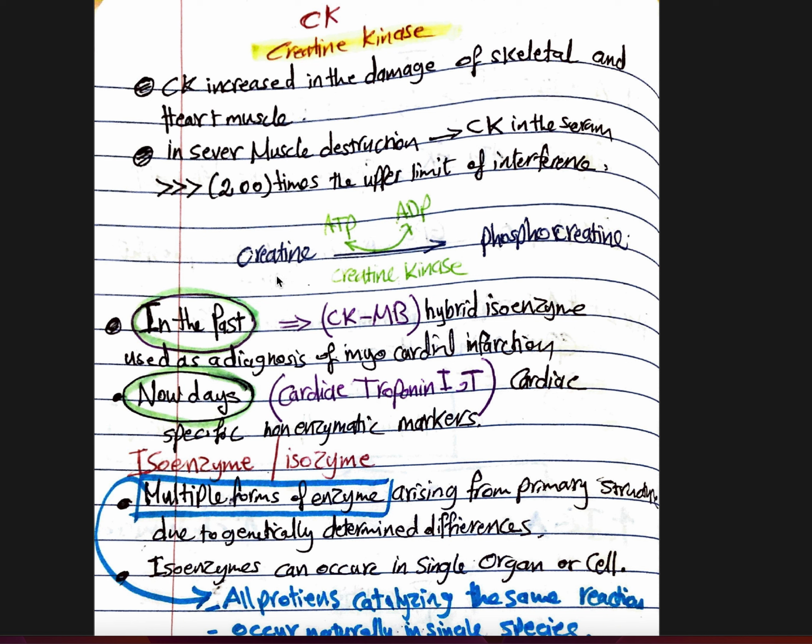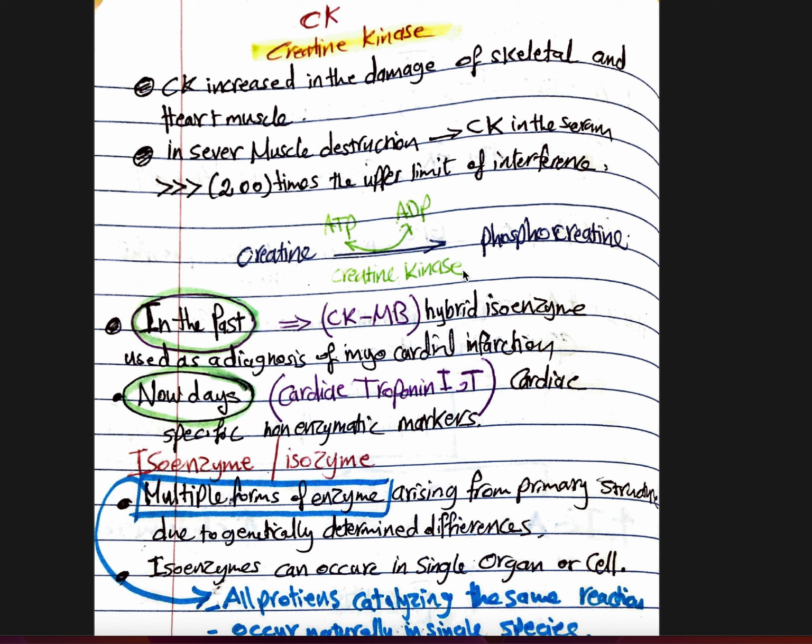As you can see here, we have creatine, and with the help of creatine kinase, which adds the phosphate group to creatine, using the phosphate group from ATP, this leads to phosphocreatine.